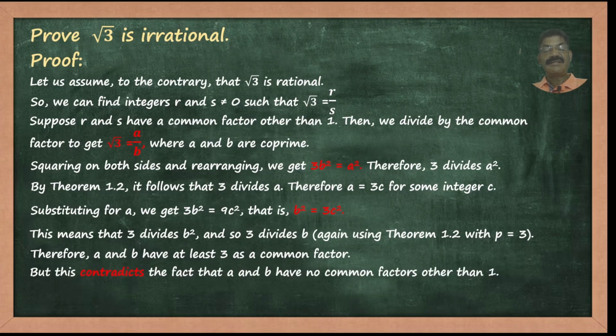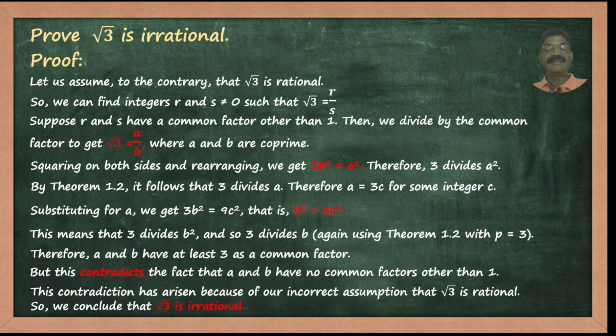But this contradicts the fact that a and b are co-prime. They don't have any common divisor. Hence, our supposition is wrong. That is, our supposition that root 3 is rational is wrong. So, we conclude that root 3 is irrational.